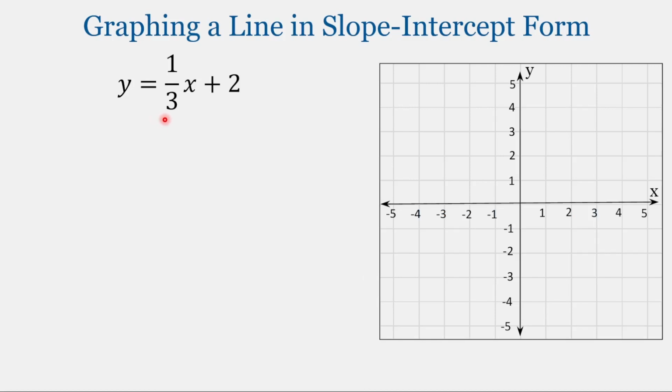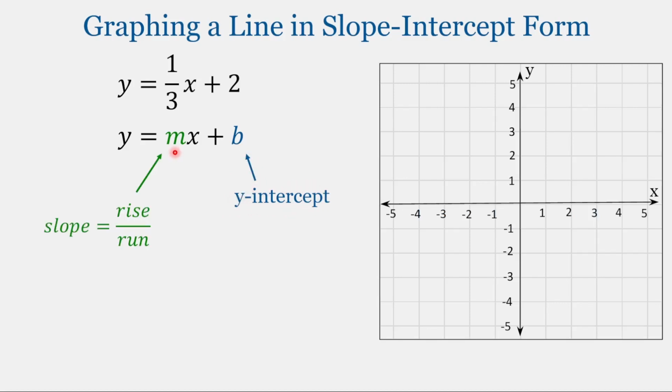Here we have the equation y equal to 1/3 x plus 2, and this is written in slope-intercept form. We have y by itself on one side with a coefficient of 1, so 1y, equal to the variable x with a coefficient, and that coefficient is the slope, plus a constant. Now this constant, well, that's our y-intercept. And that coefficient in front of the x, well, that is the slope: the change in y, or rise, all over the change in x, or run.